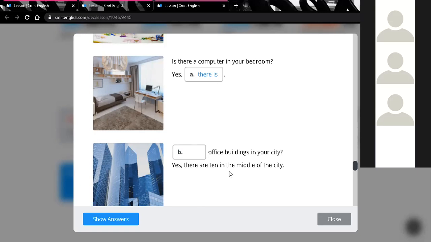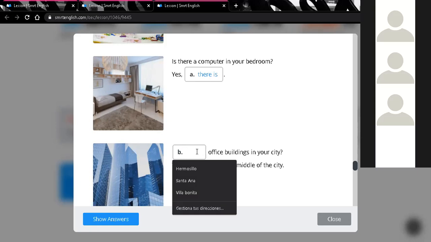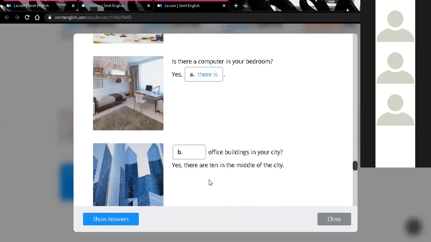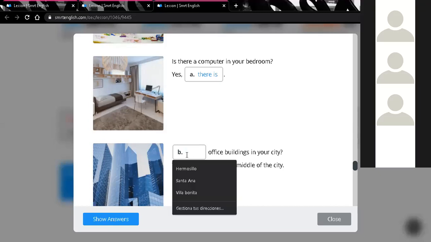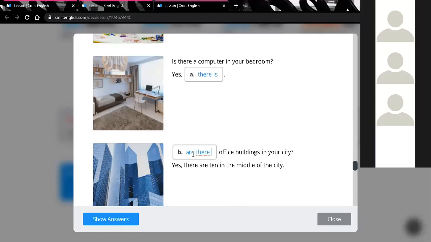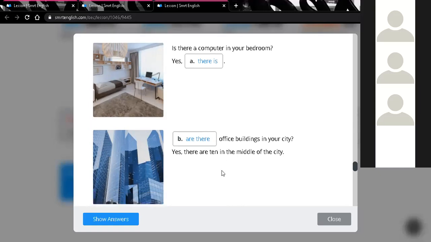Was there an office building in your city? Was couldn't be because it's plural. It says buildings. Oh, okay. Mira la respuesta. Yes, there are. Entonces, como la respuesta está en presente, la pregunta está en presente. Sería, are there. Are there. Very good. Are there office buildings in your city?